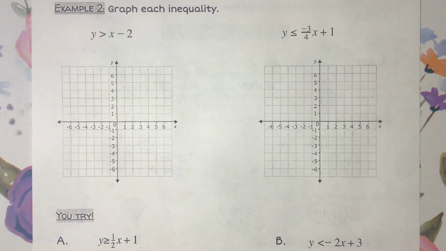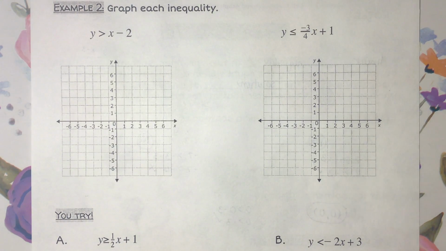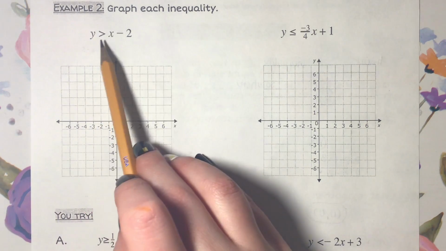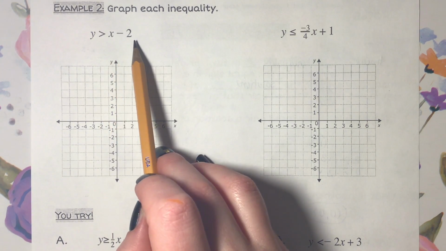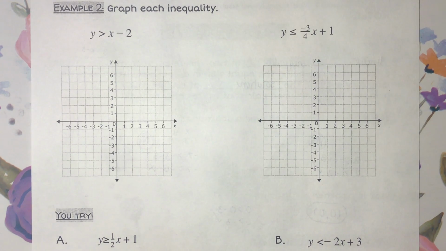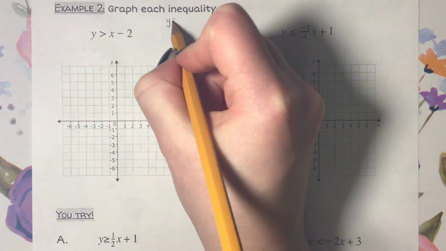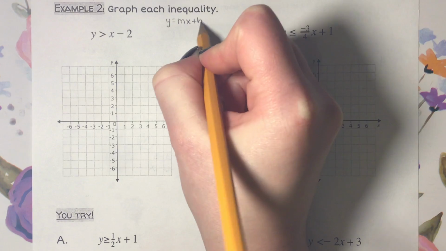So it says, graph each inequality. Cool, let's do that. This is y is greater than x minus 2. Okay, I want to graph this using my strategy of y equals mx plus b.